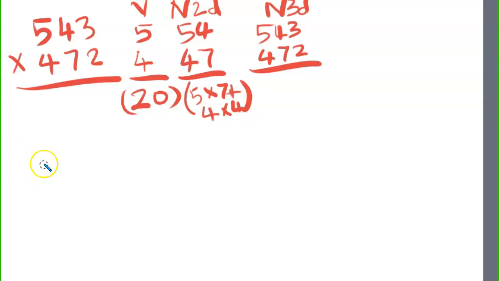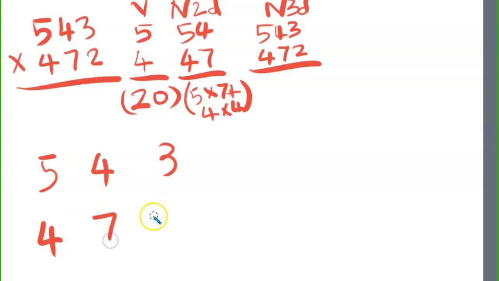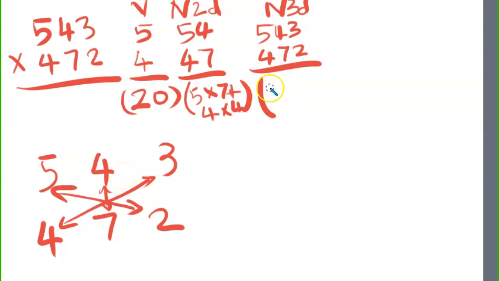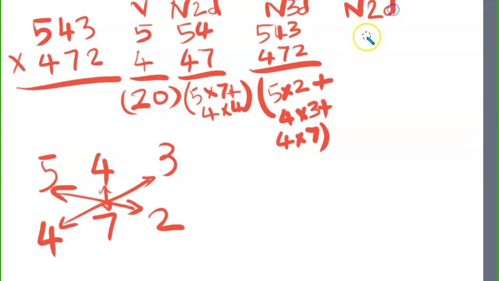And in this cross multiplication, if I write it in a larger format, so I can show you the cross multiplication with 5 and 2, 4 and 3, and 4 and 7. And so we end up with 5 times 2 plus 4 times 3 plus 4 times 7. Now we take the next 2 digits, and if you move away from 5, we end up with 43 as the first number, first integer.